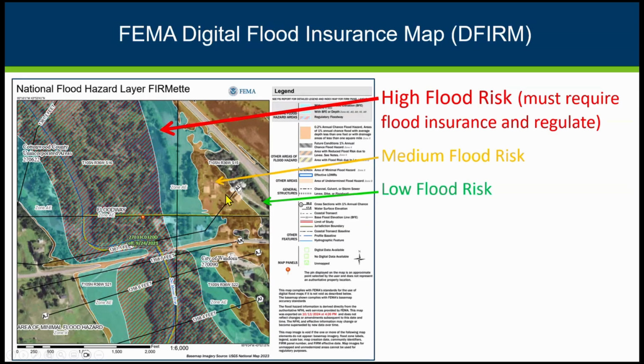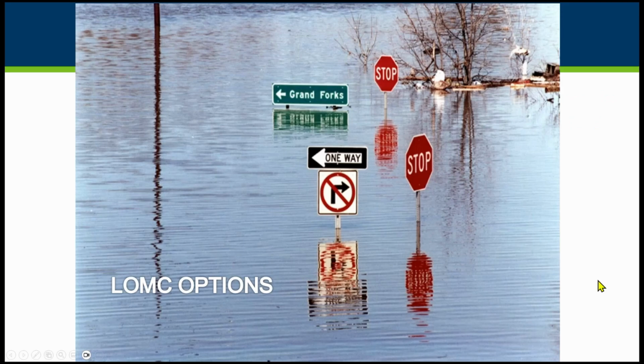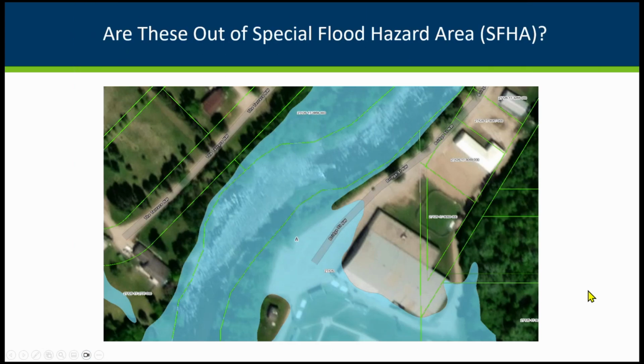You don't need a LOMA or those other MT1 actions in the moderate risk area, which is usually the 500-year, or if you're outside of the mapped area. So those are some of those LOMC options. Let's take a look at a few situations.